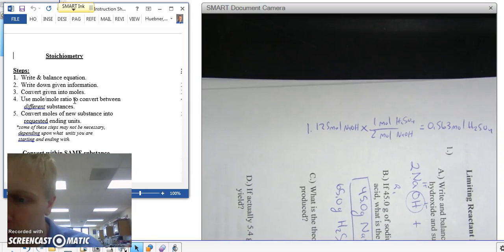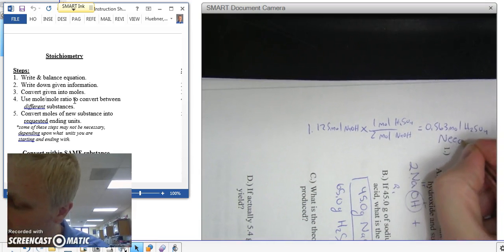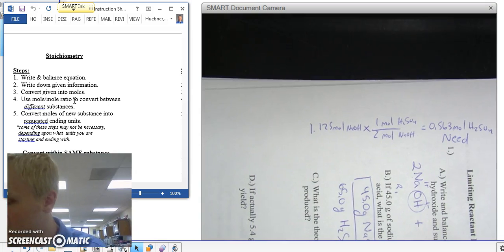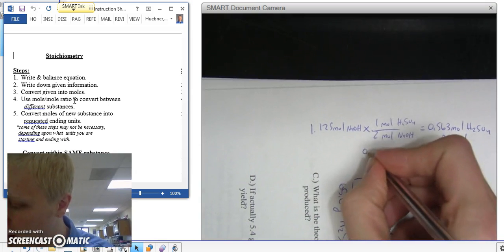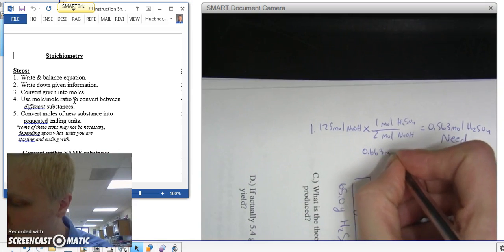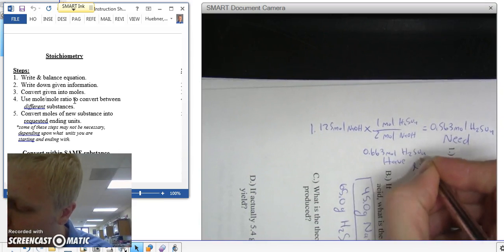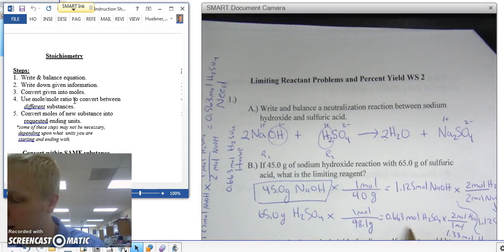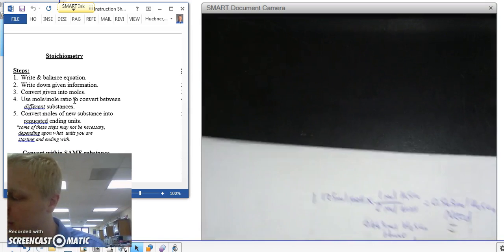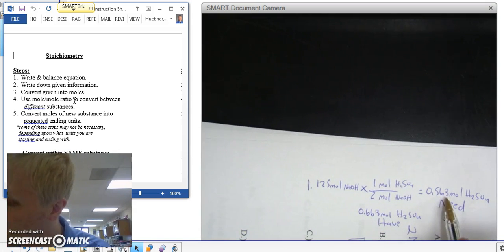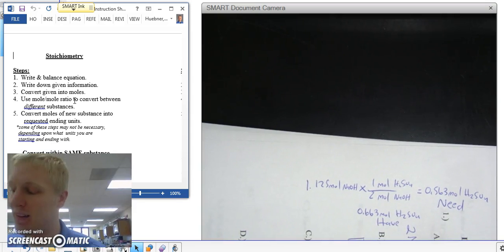So 0.563 moles of H2SO4, that's how much I need. And I then compare it to how much I actually have, which was 0.663 moles of H2SO4. So this is what I have. Where did I get that number? Got it from here. Convert it to moles. I need 0.56. I have 0.66. Do I have enough? The answer is yes. I have more than enough.